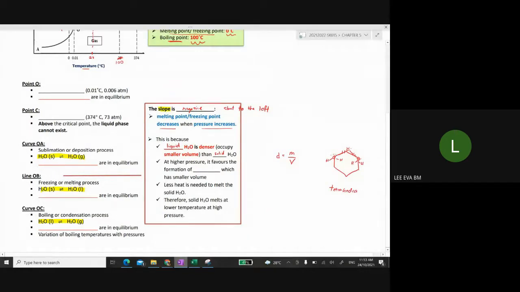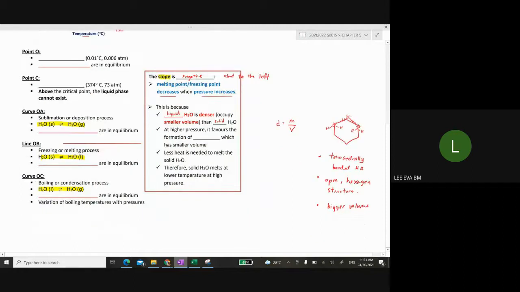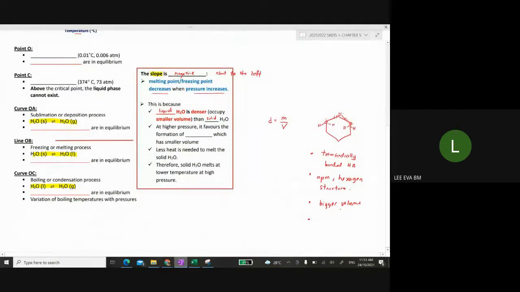If you still remember, tetrahedrally bonded hydrogen bond, we have an open hexagonal structure of this H2O, which will give a bigger volume of this solid H2O. Bigger volume gives you a lower density, or less dense.